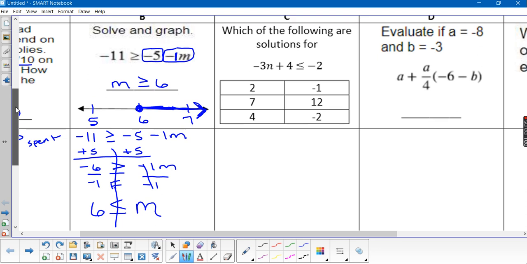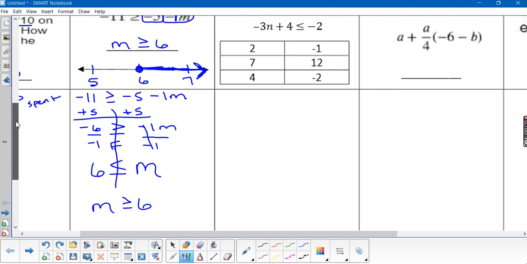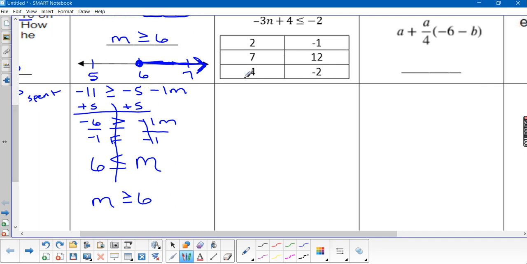Okay, this one says, which of the following are solutions for? Got a nice little inequality. And it's got some choices. So we've got to be careful once we solve this. Let's go ahead and get this written. Make sure that we get it set up properly.